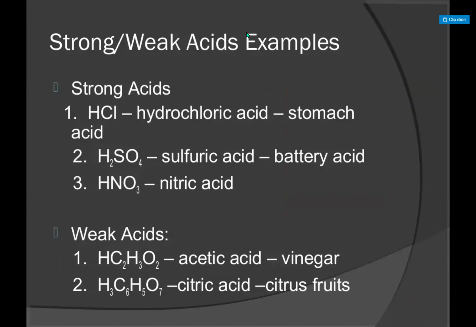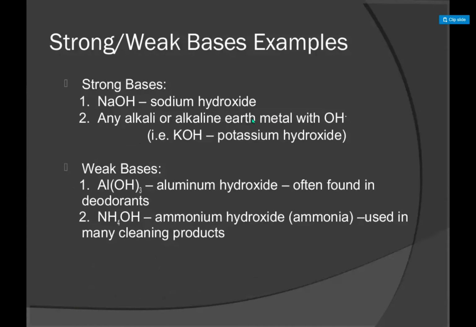Strong or weak acids, examples. Strong acid: hydrochloric acid, which is present in the stomach, is a strong acid. Sulfuric acid, used in batteries, is also a strong acid. Nitric acid is also strong. Weak acid: acetic acid, commonly called vinegar. Citric acid, present in all citrus fruits like mosambi and lemon, is a weak acid.